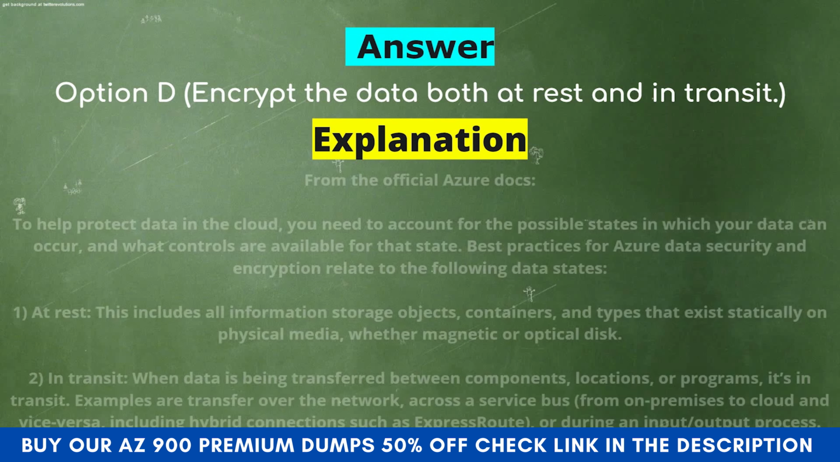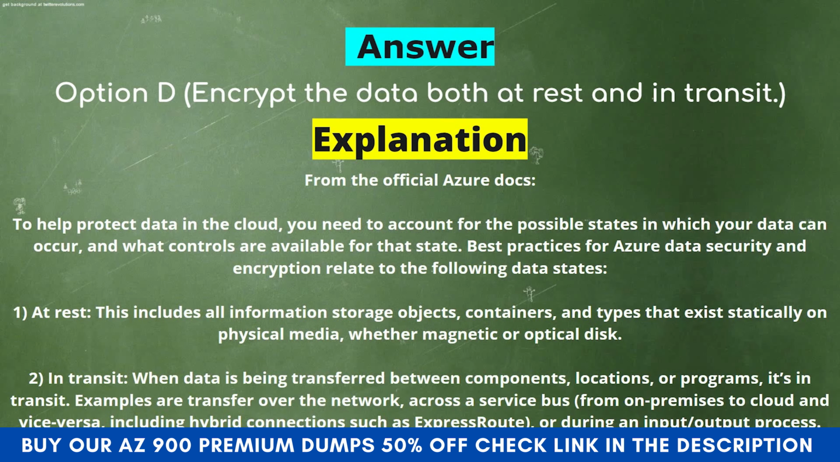Explanation from the official Azure docs. To help protect data in the cloud, you need to account for the possible states in which your data can occur and what controls are available for that state. Best practices for Azure data security and encryption relate to the following data states. Number 1. At rest. This includes all information storage objects, containers, and types that exist statically on physical media, whether magnetic or optical disk. Number 2.